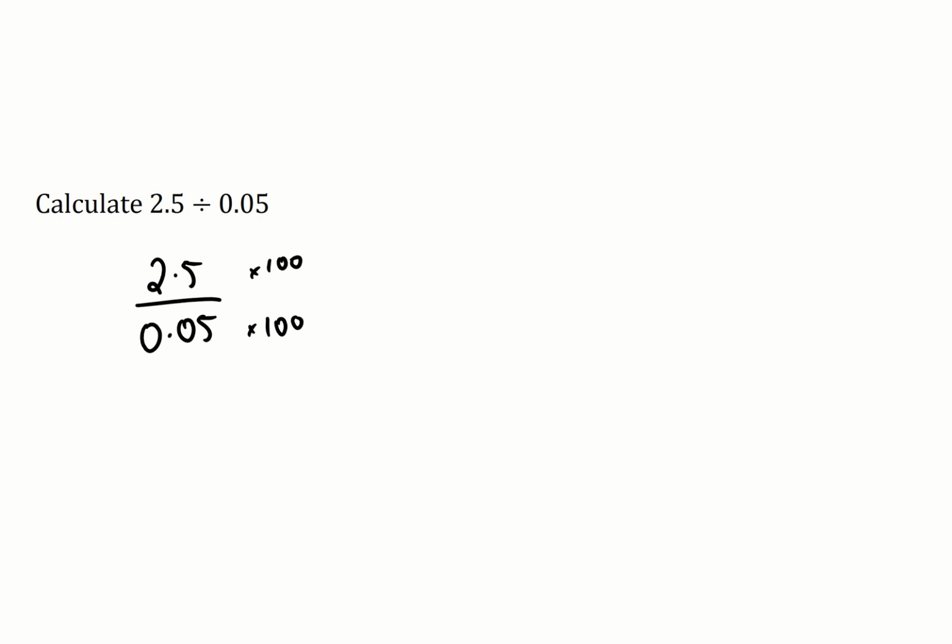Okay, so instead of doing 2.5 divided by 0.05, I'm instead going to do 250 divided by 5. It's the same result because I haven't changed the fraction. I multiplied top and bottom by the same number, and I'll end up with 50 as my answer. Okay, so always just identifying, hey, how can I eliminate those decimals so I basically don't have to deal with them.